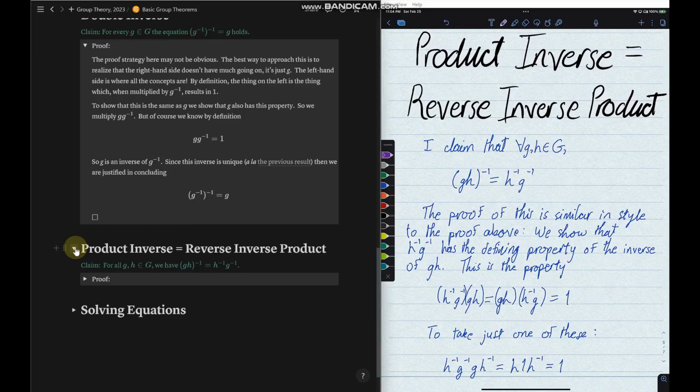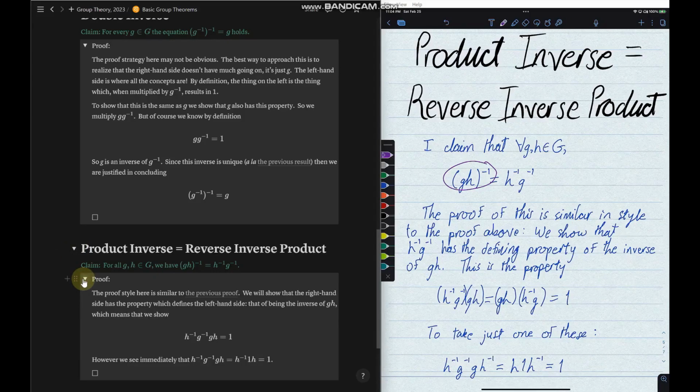Okay, next we prove that the product inverse, that is to say, the inverse of the product of some two arbitrary group elements, g and h, is equal to the reverse inverse product. So reverse because they swap around, right? g was on the left, now it's on the right, and likewise for h. And then we are inverting each one individually and then taking their product. That's the claim, that these two things are equal.